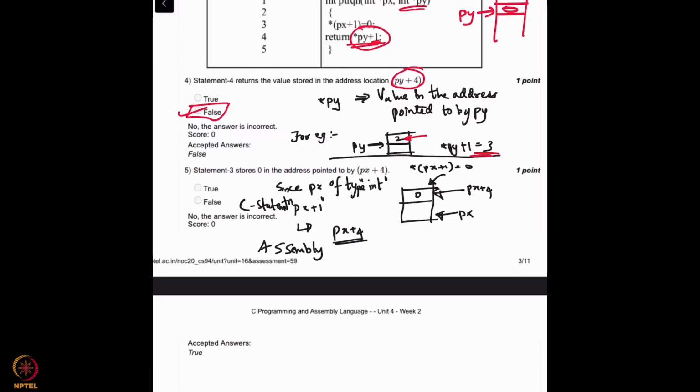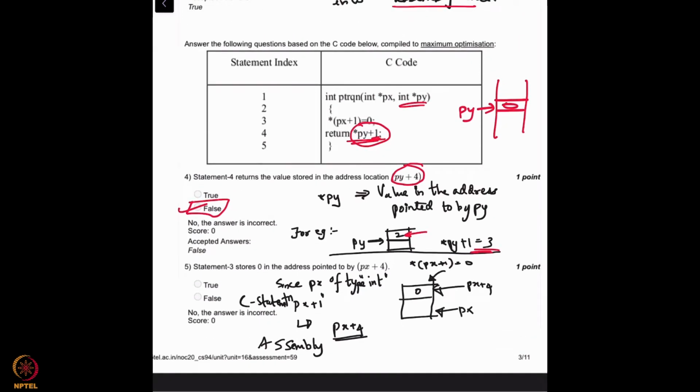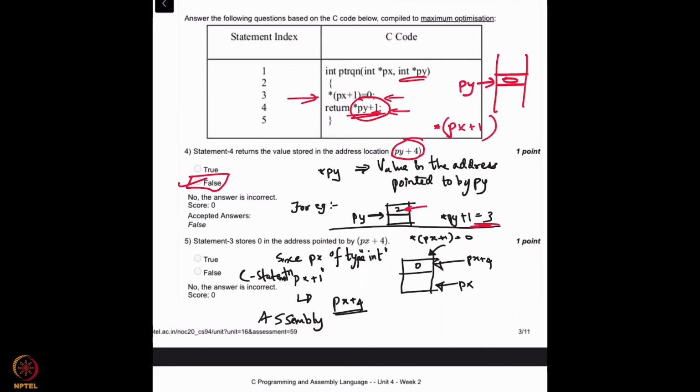Question 5. Statement 3 stores 0 in the address pointed to by px plus 4. So let's look at statement 3. Star of px plus 1. What is the difference between this and this? This is the value in the address px plus 1. Since px is of the type int, this C statement px plus 1 translates to px plus 4.